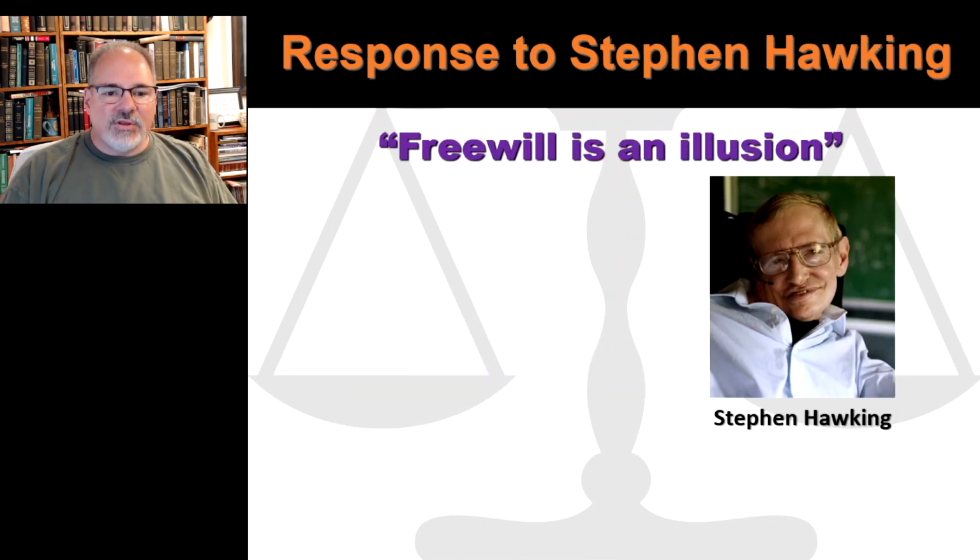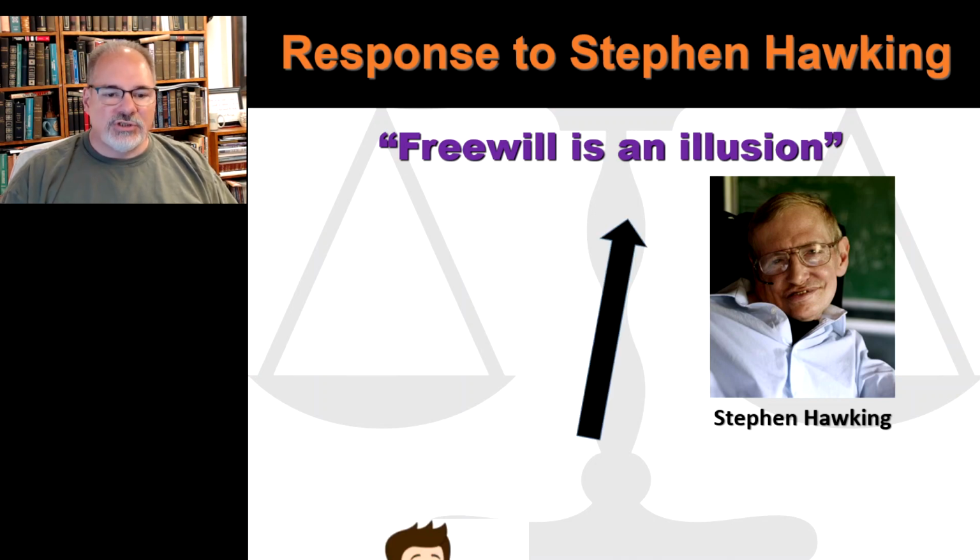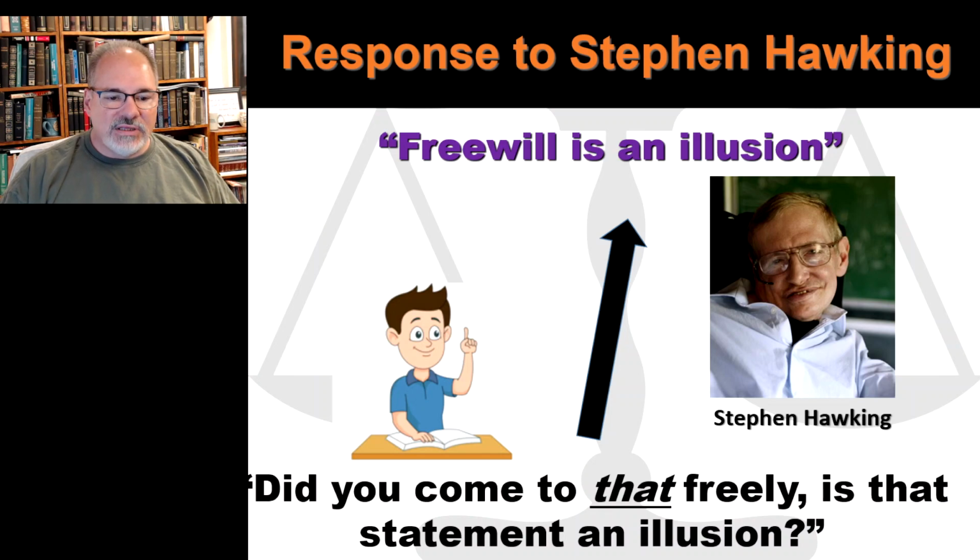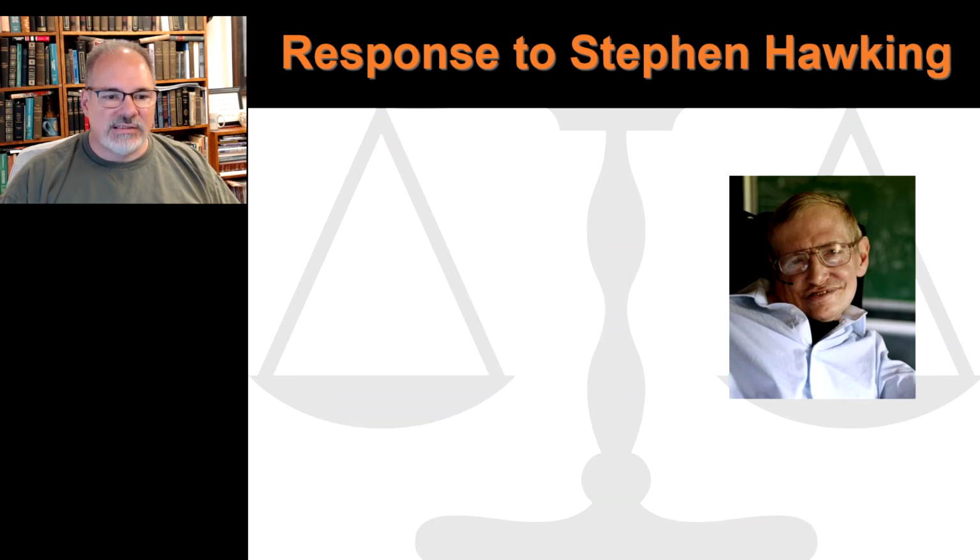How about Stephen Hawking, right? When he was alive, he said free will is an illusion. Did you come to that freely? Is that statement an illusion? In other words, how did he come to that conclusion? If free will is an illusion, and he has no real freedom, then how does he freely make that case? And if it's just the chemicals firing off in his brain that make him say that, then he's not really saying anything. In other words, neither of those things make sense. To try to claim there's no free will or say that we're living in an illusion will not stand up.